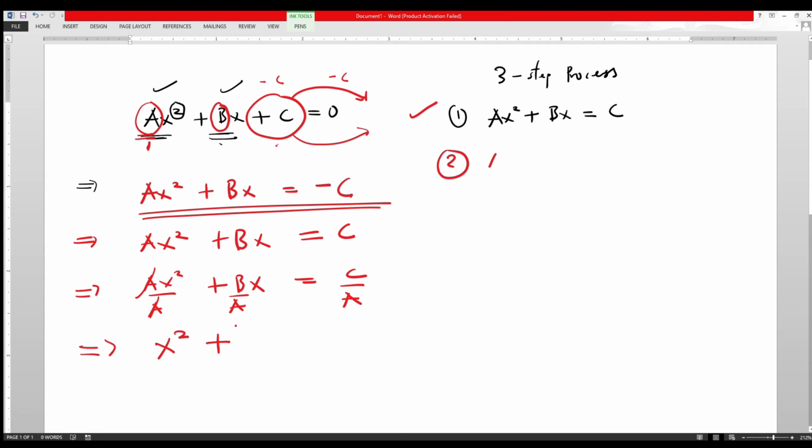Once again, b is a constant, a is a constant. So they are arbitrary constants. So I can replace it with b. C over a is also what? Arbitrary constant. C and a are both arbitrary constants. So I can equally replace it with what? C. So step 2, the key thing is we need to divide the equation by a.